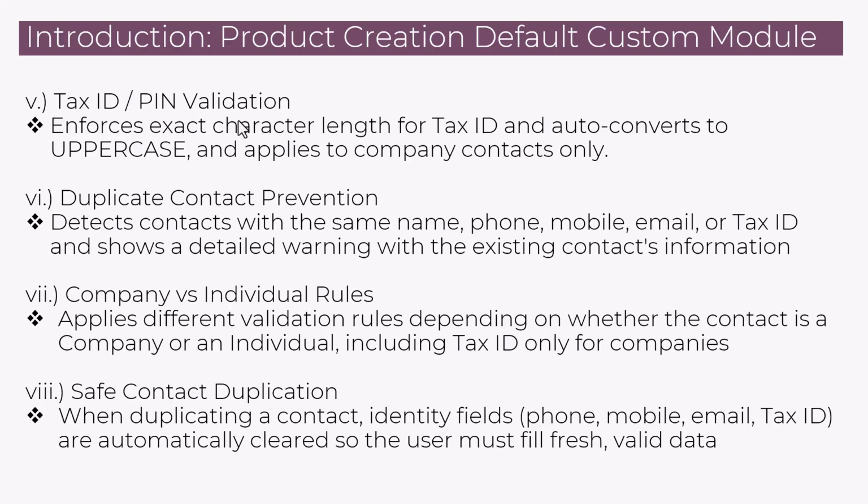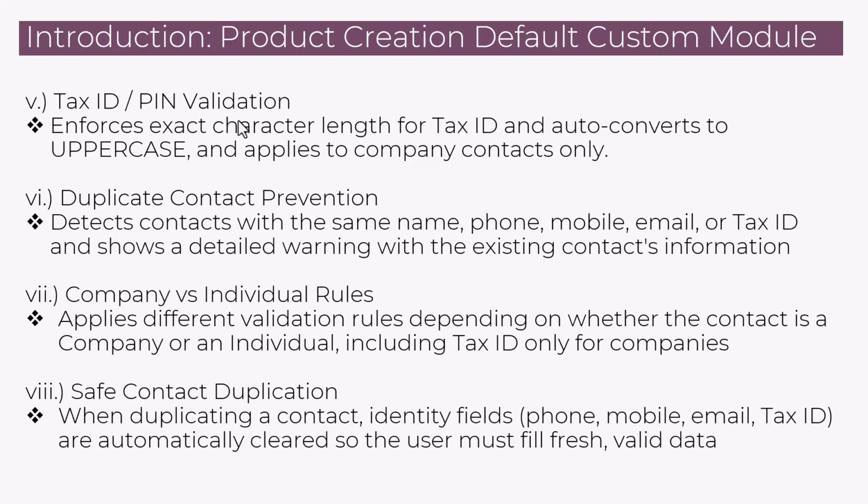Another feature is tax ID and PIN validation. This enforces the exact character length for the tax ID. So in case in your country the tax ID has to have, let's say, 11 characters, this ensures that the users have to input 11 characters when saving the tax ID. There's also duplicate contact prevention. This detects contacts which have the same name, phone, mobile, email, and ensures there's no duplication of contacts.